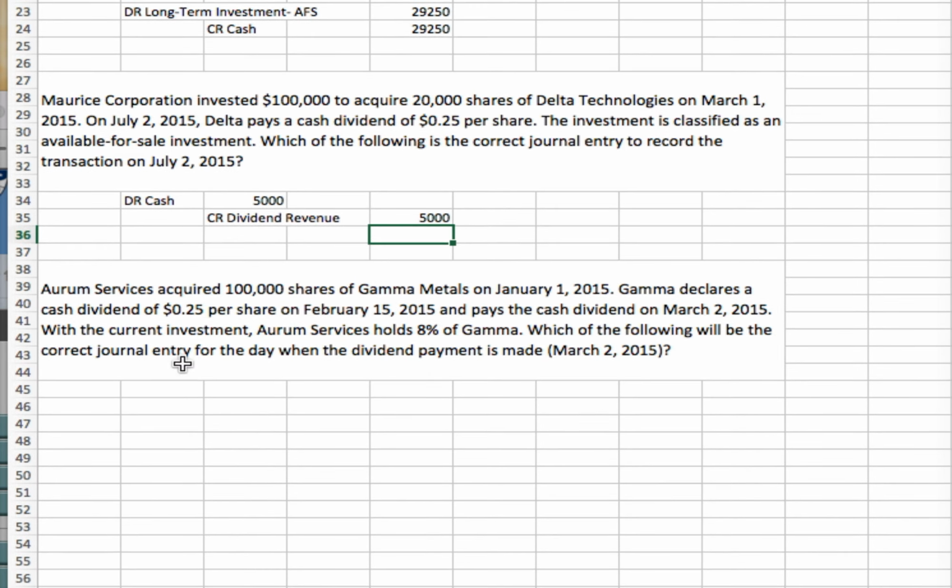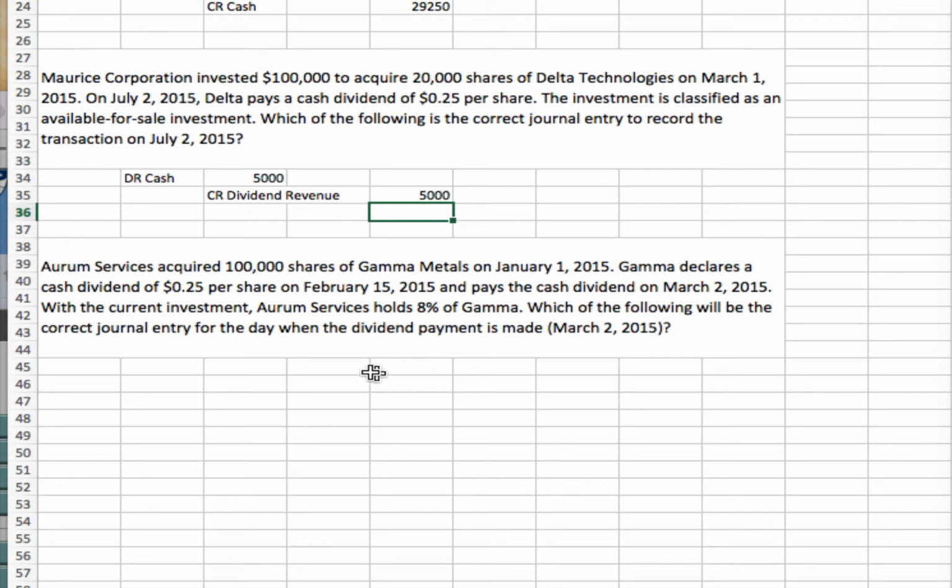Finally, Aurum Services acquired 100,000 shares of Gamma Metals on January 1st, 2015. Gamma declares a cash dividend of 25 cents per share on February 15th, 2015, and pays the cash dividend on March 2nd, 2015. With the current investment, Aurum Services holds 8% of Gamma. Which of the following will be the correct journal entry for the day when the dividend payment is made?